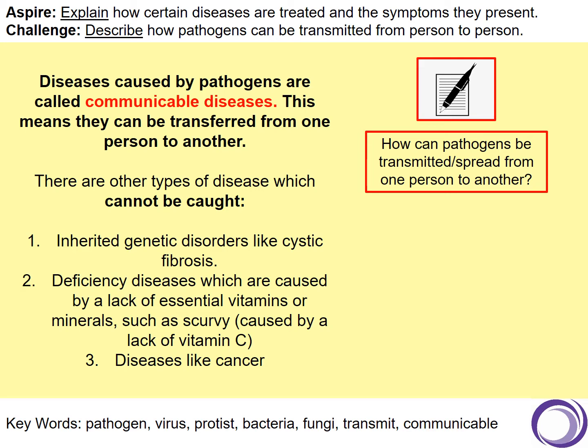So I've got a question now for you. How can pathogens be transmitted or spread from one person to another? I'm going to give you 2 minutes to write down all of your ideas and your answers to this question. So how can pathogens be transmitted or spread from one person to another? You have 2 minutes, off you go.